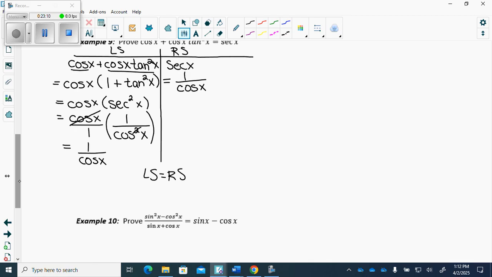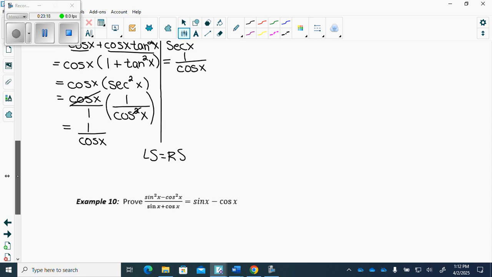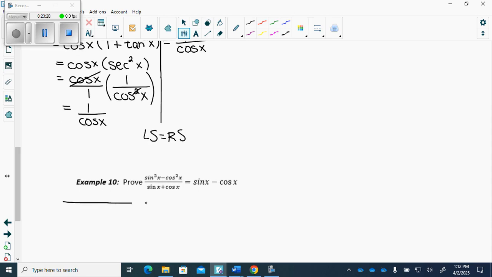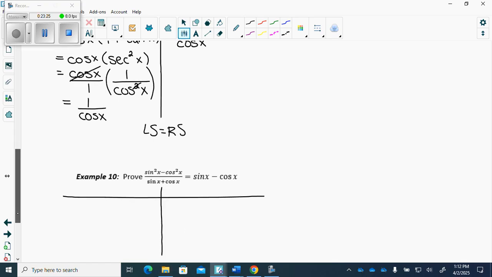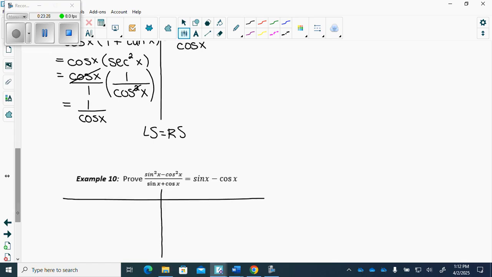Ten is actually extremely easy if you spot something. You can do it in a long convoluted proof if you like. Or, remember I said most of the time when you forget something or you're stuck, it's because you forget there's a difference of squares, or you could take out a GCF. So, this one is sine squared x minus cos squared x over sine x plus cos x equals sine x minus cos x.